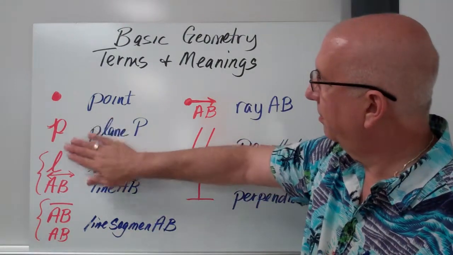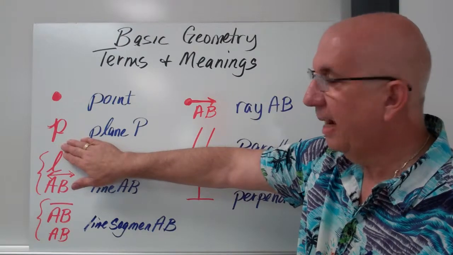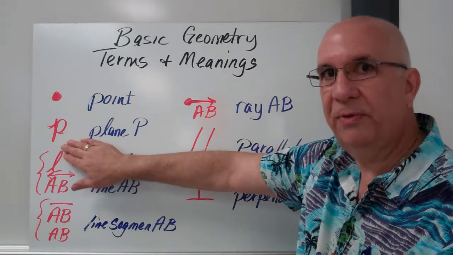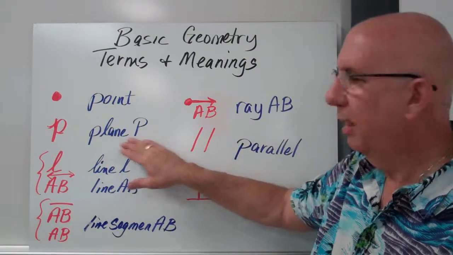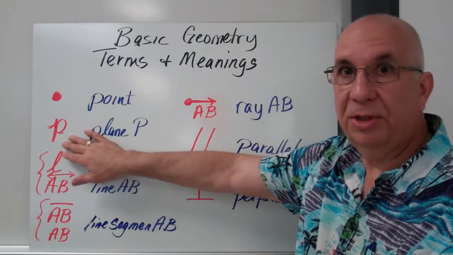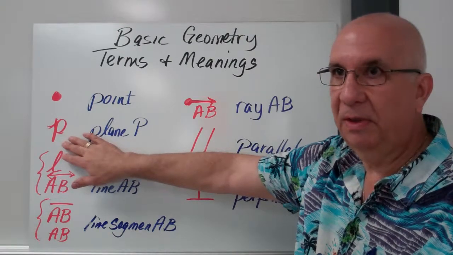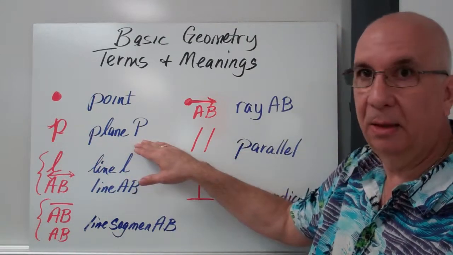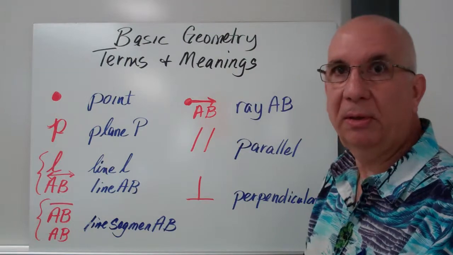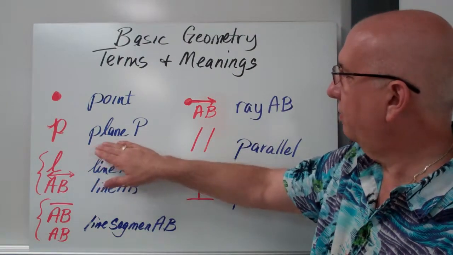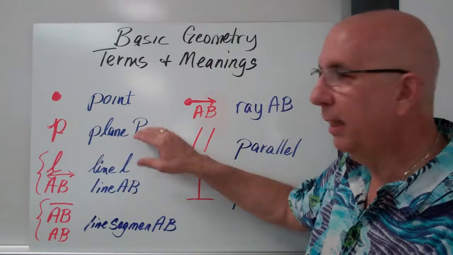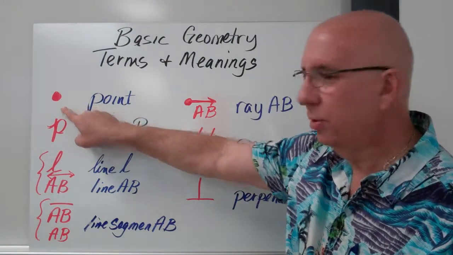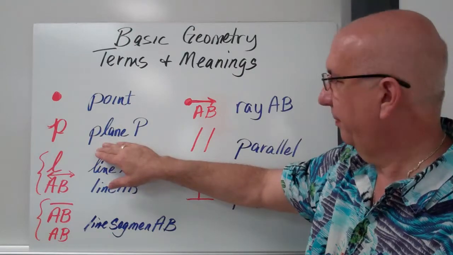The second one is a cursive capital letter. In this case, it's a cursive capital P, and that would be read as plane P. It could be a cursive capital L, that would be read as plane L, or a cursive capital K, which would be read as plane K. It takes a minimum of 3 coplanar points to determine a plane.